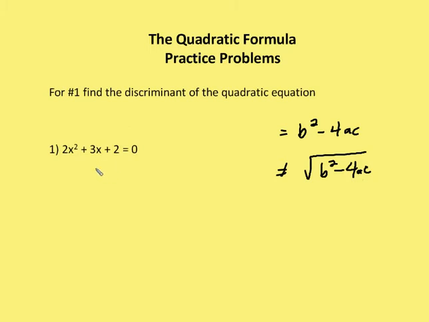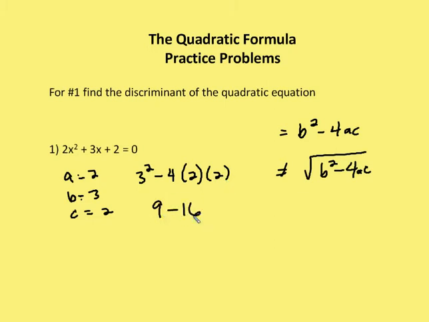I find my b value. My b value is 3. Let's just mark this up. A value is 2, b value is 3, c value is equal to 2. So b squared is going to be 3 squared minus 4 times a, or 2, times c, which is going to be also 2. So I have 9 minus 16, and my discriminant is negative 7.